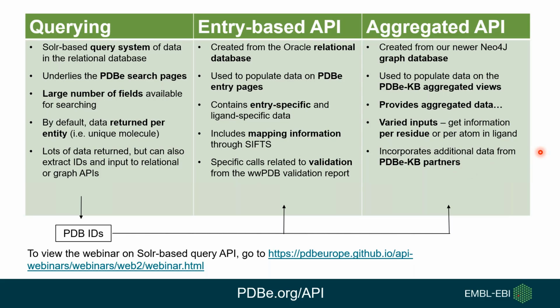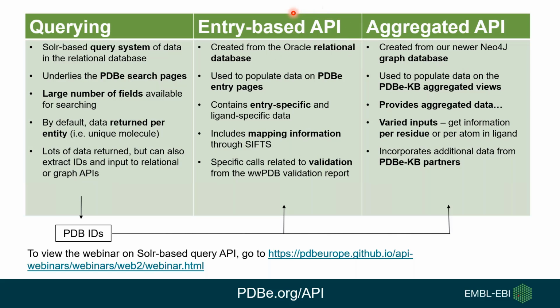This slide briefly describes the 3 APIs. The first API is a Solr-based query API. To use this API, you would have to be proficient in Solr, and this has been the topic of last week's webinar given by my colleague John. Then the second API is the aggregated API. It has a Neo4j graph database at the back end, and this will be the topic of next week's webinar given by a fellow colleague Srinath.